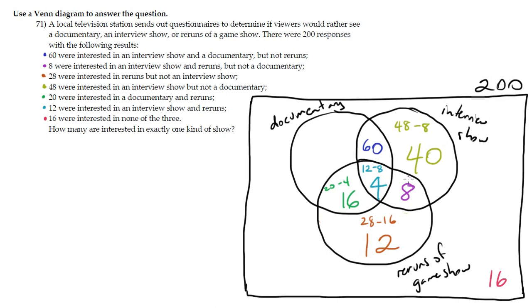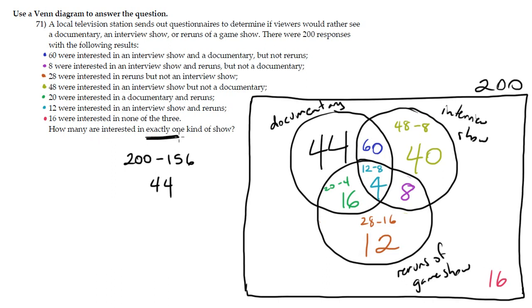These have to add up to 200. So let's see. That's 100 there. That's 20, so 120. That's another 20, so that's 140. 140 and 16. That's 156. 200 minus 156. How much is that? 44, right? So 44 people should go here. So now I have every region filled in.